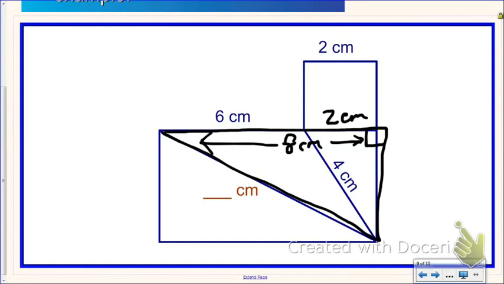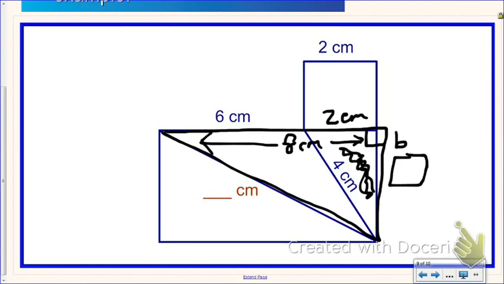Okay, and then the other side we need to get is this side over here. The only way to get that side is to do another Pythagorean theorem to find that missing side. So we're going to take this right triangle, this small one on the right, and first find the missing side to that one, and then use that for ours.